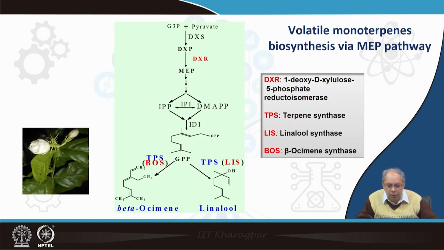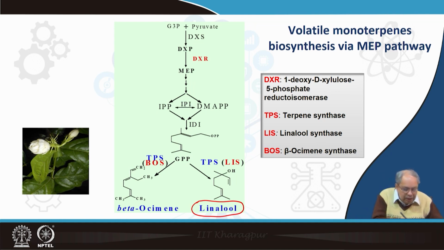As our point of discussion is on monoterpenes, monoterpenoids, I have mentioned in the previous class that linalool, a monoterpene alcohol, constitutes one of the major components of jasmine floral scent. This is a jasmine flower, and the scientific name is Jasminum sambac.